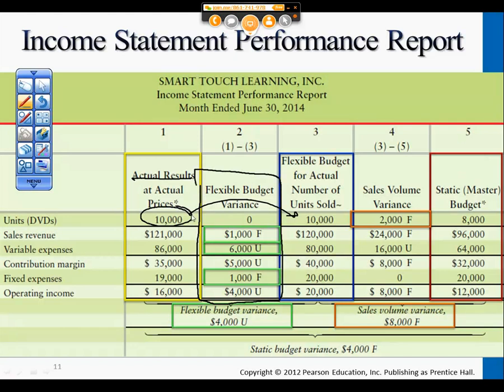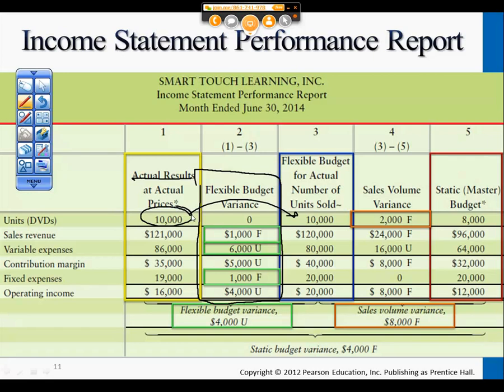So each of these we calculated by subtracting the right column from the left. Column 1 minus column 3 gives you column 2. As an example, units, we know it's a 0. It's the difference between the actual and the flexible, right? And we use the actual units sold, so it's logical that it would be a 0.